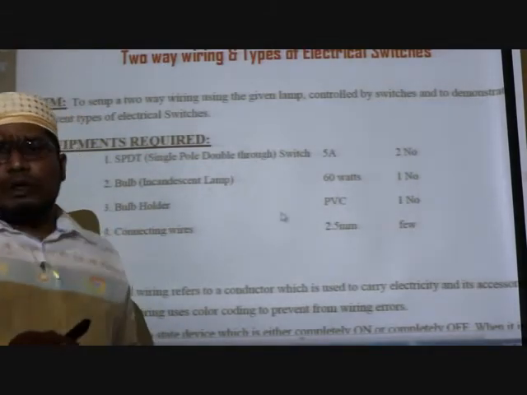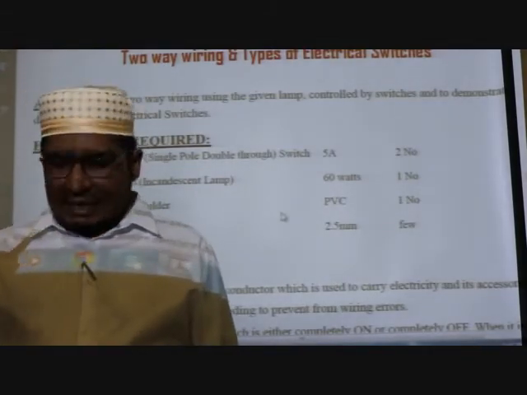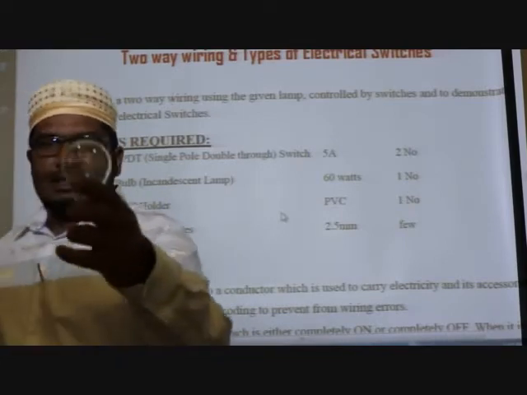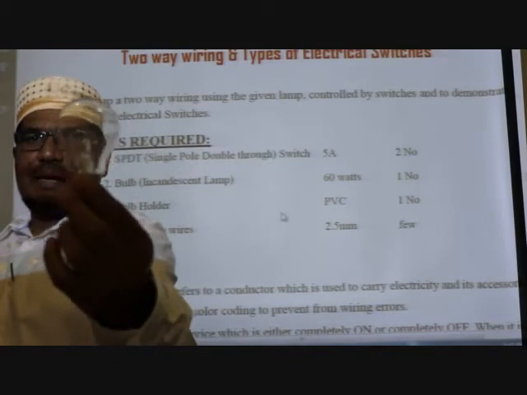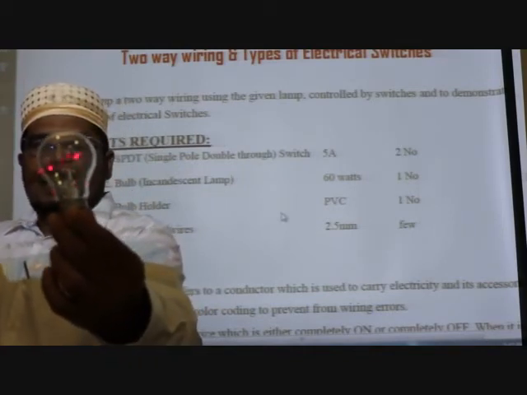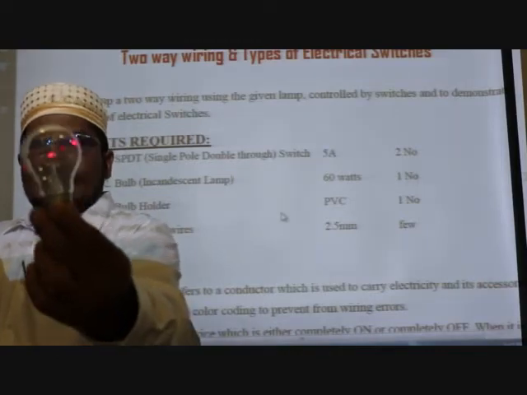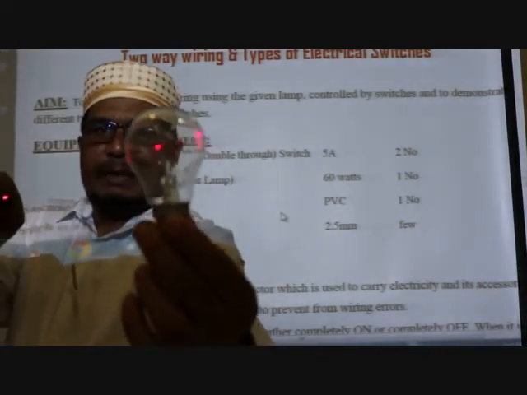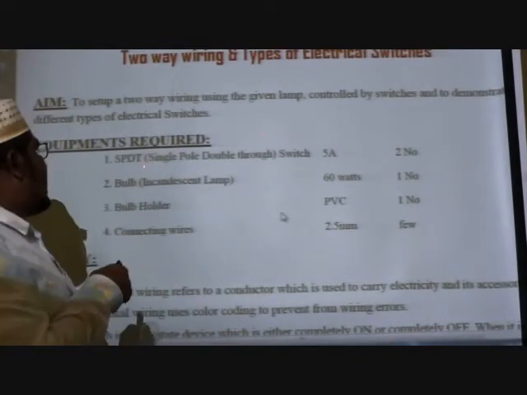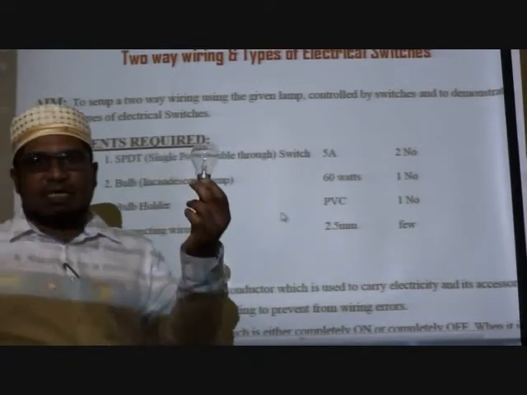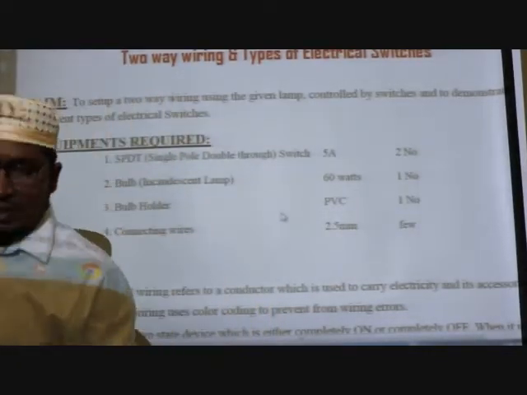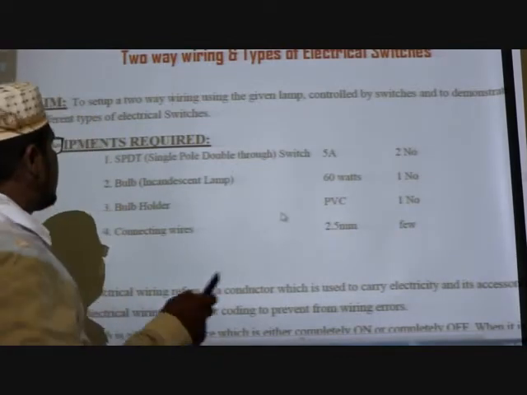In scientific language, this bulb's name is incandescent lamp. There is a tungsten filament inside the lamp. I will show it. This is the incandescent lamp. Different bulbs are there, but here I am using this one. Inside, there is a tungsten filament. That's why it is called an incandescent lamp. Its scientific name is incandescent lamp. Engineers should always remember scientific names, not general names.